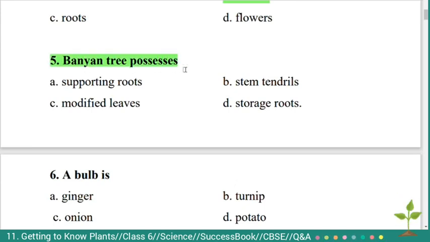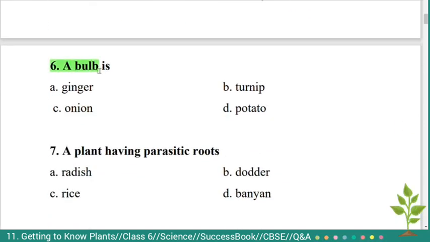Fifth question, banyan tree possesses. The given options are A. Supporting roots, B. Stem tendrils, C. Modified leaves, D. Storage roots. Here the correct answer is supporting roots. Banyan tree possesses supporting roots. Sixth question, a bulb is. Option A. Ginger, B. Turnip, C. Onion, D. Potato. Here the correct answer is option C, onion. A bulb is onion.